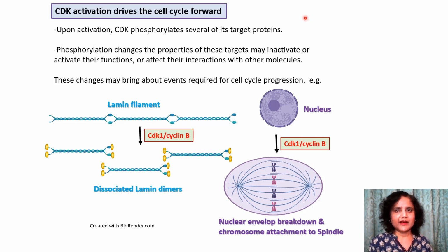Furthermore, there are other targets also. So there are some inner membrane proteins. Their phosphorylation causes detachment of the inner membrane from lamins and chromatin. And also in the nuclear pore complex, there is phosphorylation, which results in disassembly of the nuclear pores. And all of these events cause disassembly of the nuclear envelope, which, as already mentioned, is an important event in mitosis.